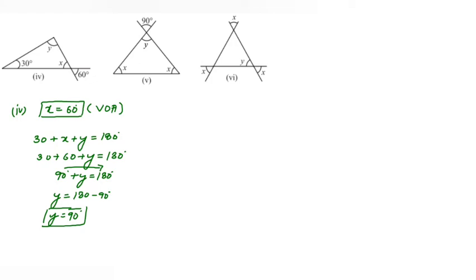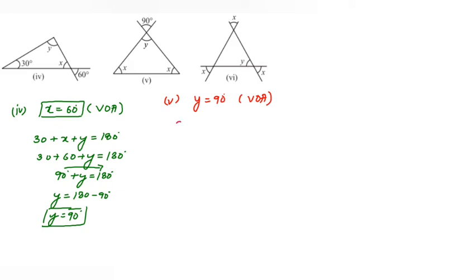Now we'll go to the fifth question. In the fifth question, if you see, the y value here is equal to 90, again by vertically opposite angles. So we'll write down y is equal to 90 degrees because of vertically opposite angles, and we don't know the value of this x and this x, so we'll write it down here.